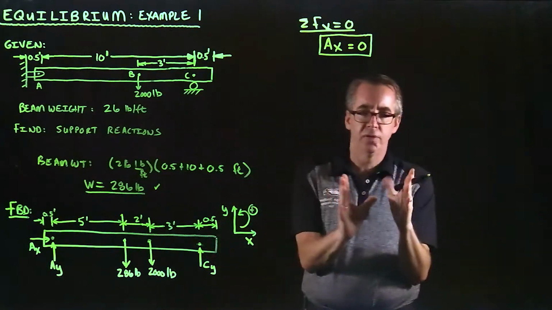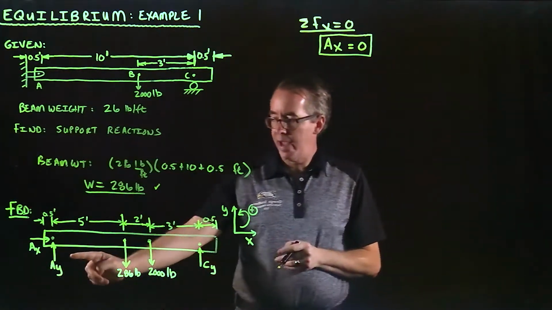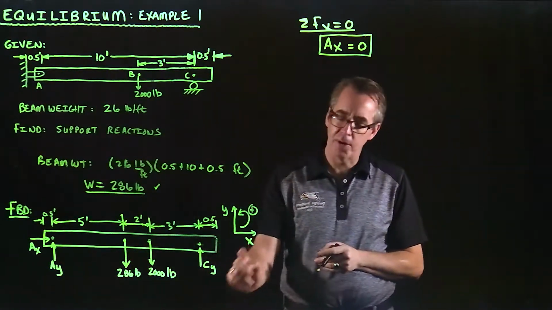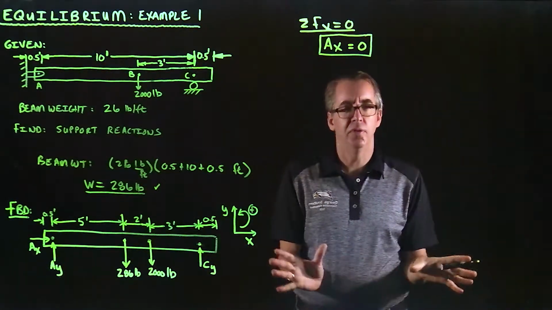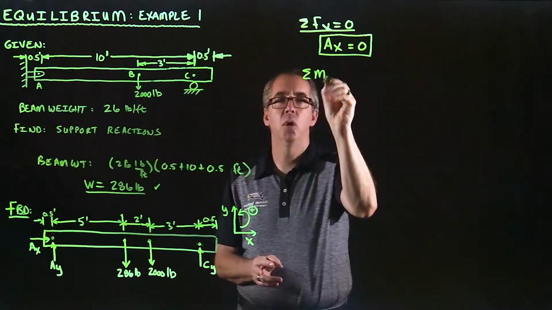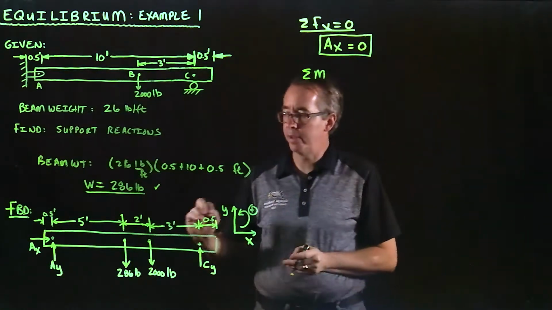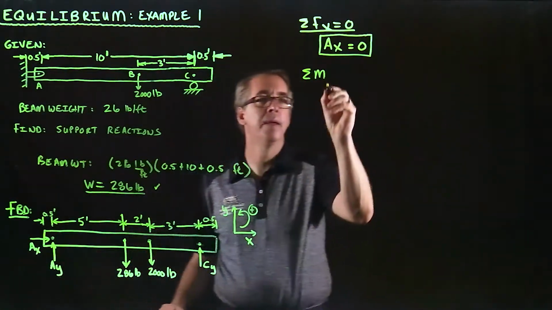Now I could sum up forces in the y direction, but if I do that right now, I'm going to have an AY that's unknown and a CY that's unknown. And so I'm going to have one equation and two unknowns, and that's not overly helpful. So I'm going to start by taking a moment. You can take a moment anywhere along that beam, but the point that I'm going to choose is point A.